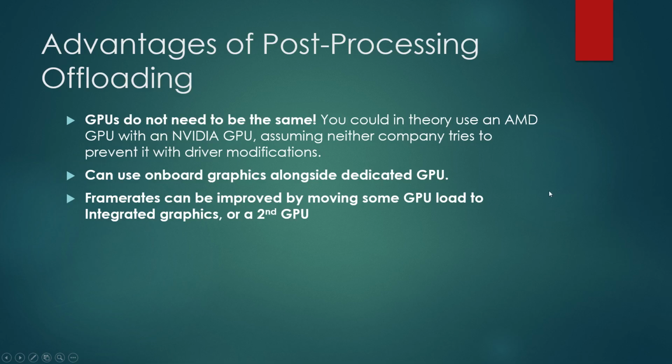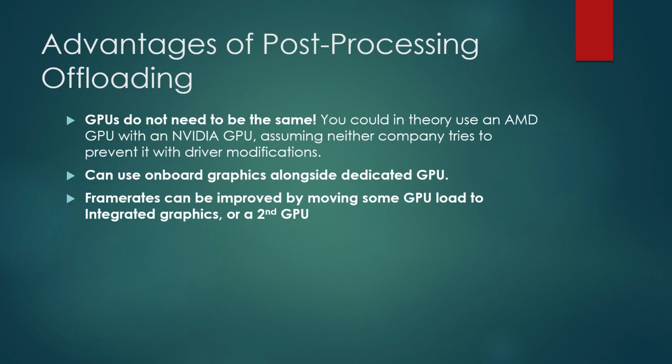Now, the advantage of post-processing offloading is that the video cards do not need to be the same. In theory, you could use an AMD video card with an NVIDIA card, but that's assuming that neither company tries to prevent it by modifying drivers. I know that NVIDIA in the past used to allow you to use a secondary NVIDIA card as a physics card, and you used to be able to use NVIDIA as a physics card with AMD being your main video card, but then they killed that with a driver change, so I would not be surprised if NVIDIA did the same with this to try and maintain market share. We'll just have to wait for the future to see.